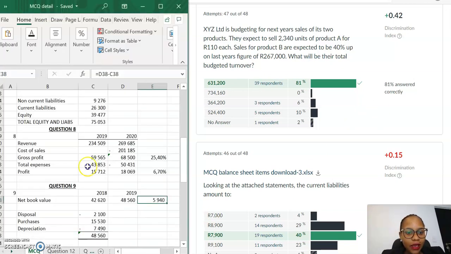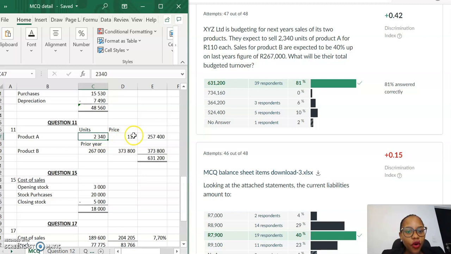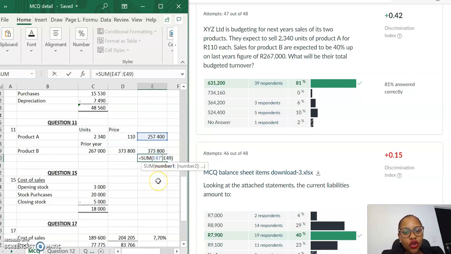If you look at my answer here on the left, the units for A were 2,340 multiplied by 110. So you expect to have a budgeted turnover for product A of 257,400. It's just multiplying the units times the price. For product B, you expect it to increase by 40%. So all I've done is taken the 267 from the prior year, multiplied it by 1.4, as 40% is the increase. I get to sales of 373,800. I add the 373,800 to the 257,400. I get to a total turnover that I'm expecting of 631,200.